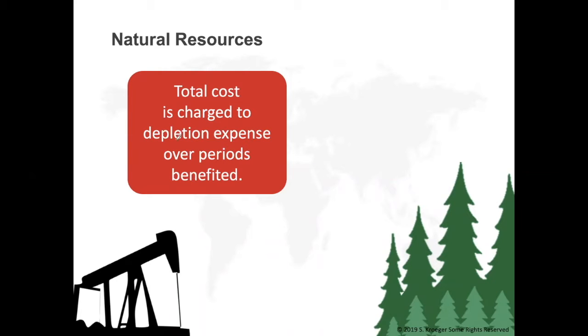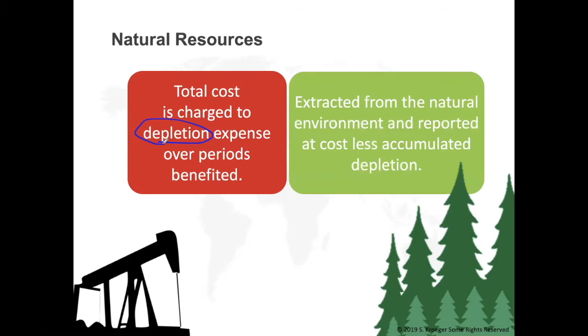When we're discussing natural resources, we don't use depreciation, we use depletion because we're depleting the earth of its natural resources. Natural resources are extracted from the environment and can only be replaced by an act of nature. It is reported on our books as the resource less the accumulated depletion for that resource.